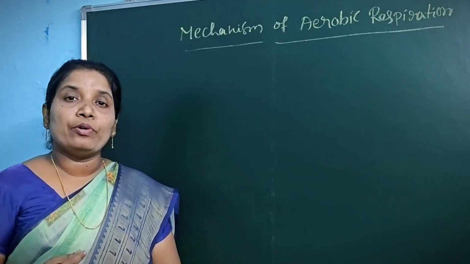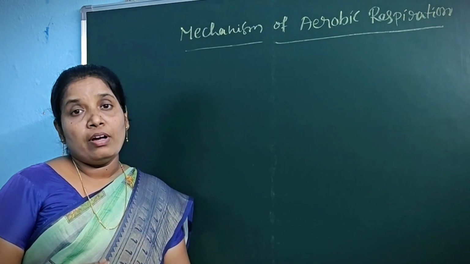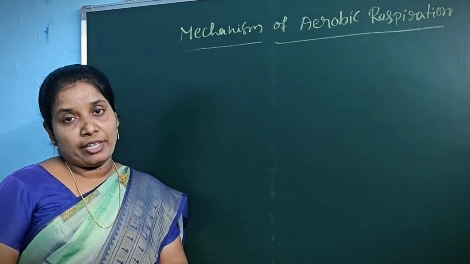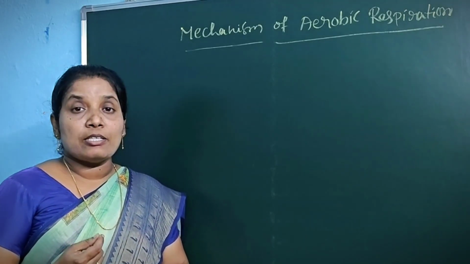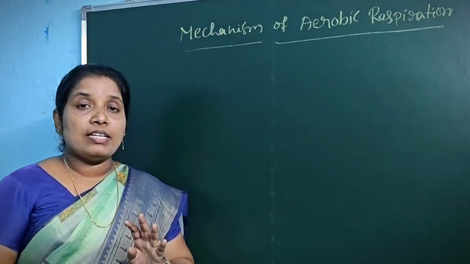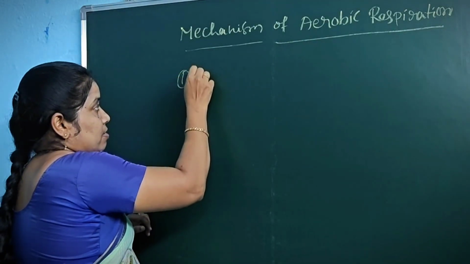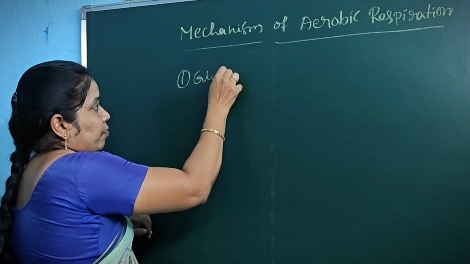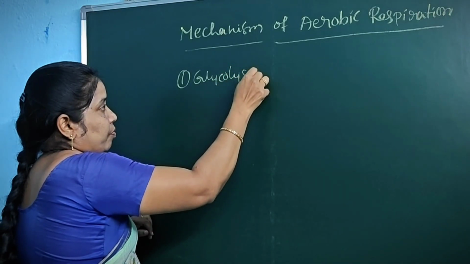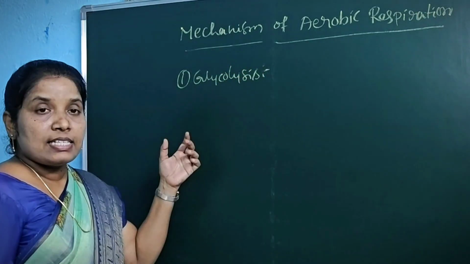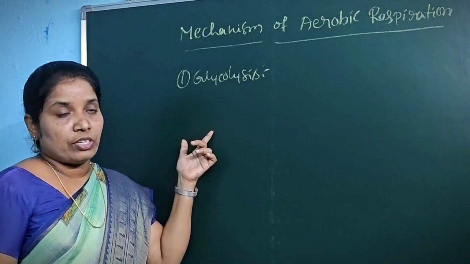In this video, I am going to give you a brief lecture on the mechanism of aerobic respiration. Aerobic respiration involves four major pathways. The first one is glycolysis. This is the first step of aerobic respiration.